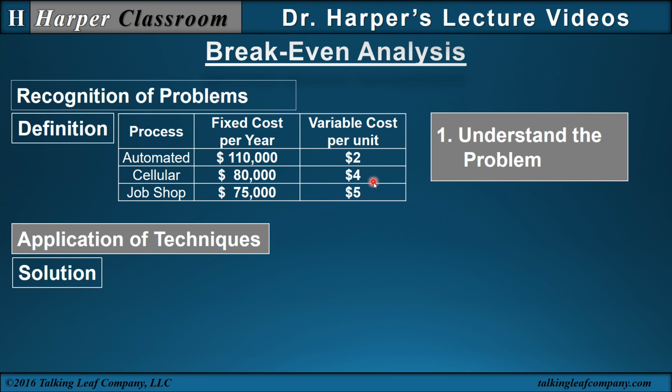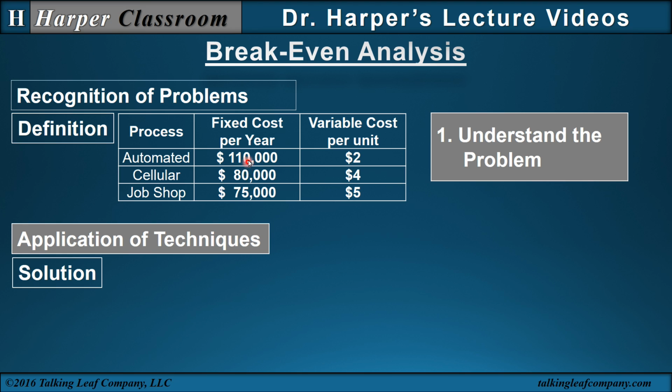So if we produce 5,000 units, then 5 times 5 is 25 plus 75 is 100,000. 5 times 4 is 20 plus 80 is 100,000. The cost is the same, and that's my break-even. So 5,000 is the break-even between cellular and job shop, because at 5,000 units of production, the costs are the same. So for very low production, the job shop will have the lowest cost. How low is low? Everything below 5,000.